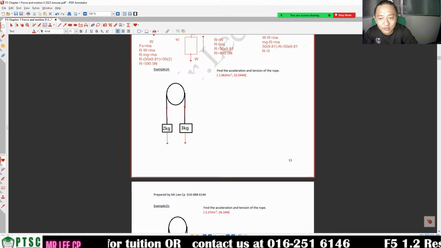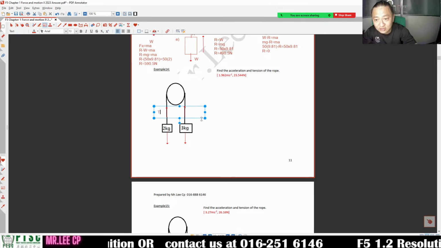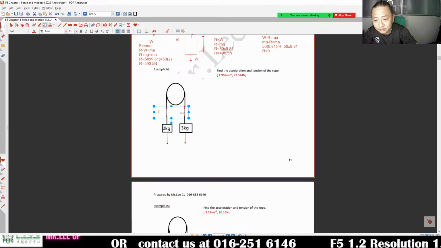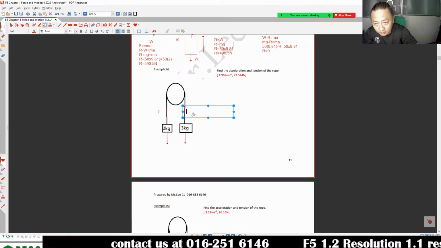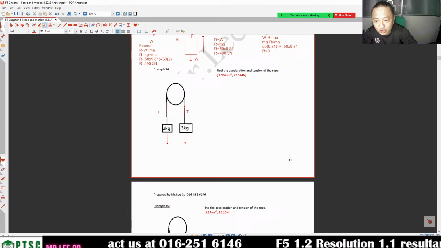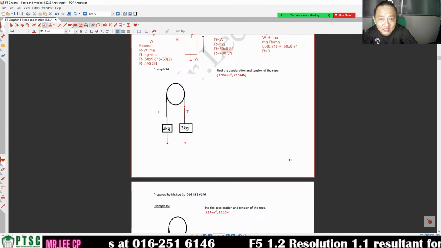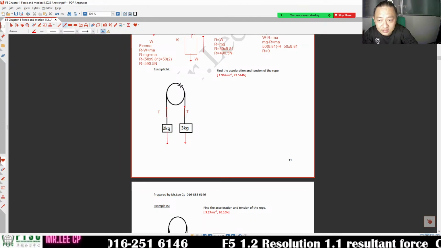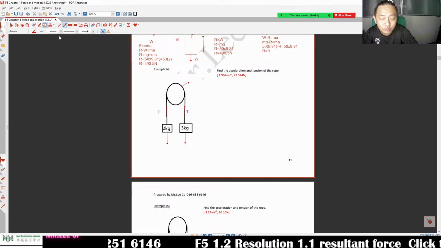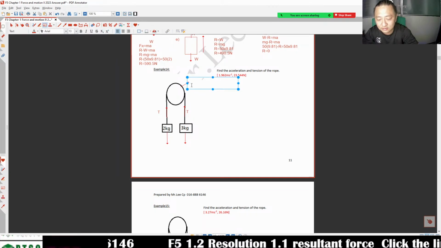So we are going to label all the forces, right? This tension and this tension will be the same. Why? Because they are sharing the same pulley. What is this? This is a pulley. Pulley in BM we call takal.